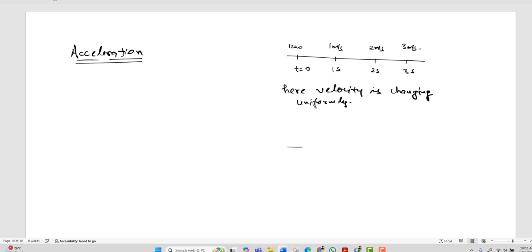Now consider another situation. U is 0, t is 0. At 1 second, the speed is 1 meter per second. At t is equal to 2 seconds, speed is say 3 meter per second. And at 3 seconds, say the speed is 10 meter per second. Now the speed is not changing uniformly here. Speed is not changing uniformly.